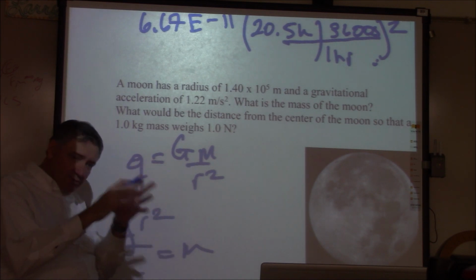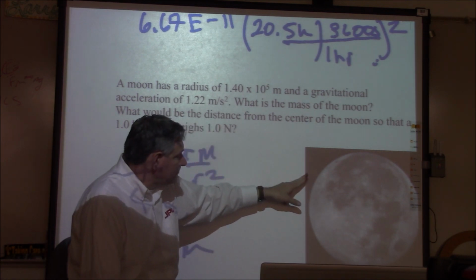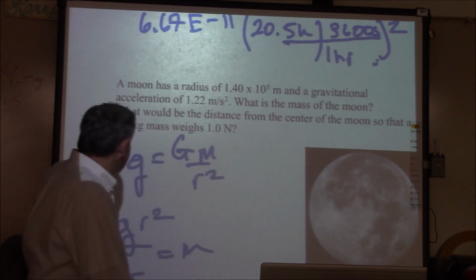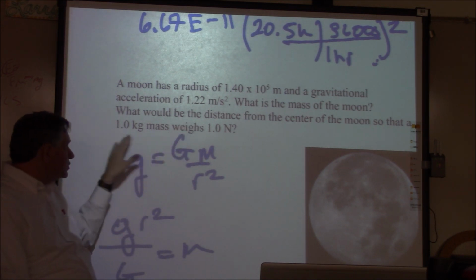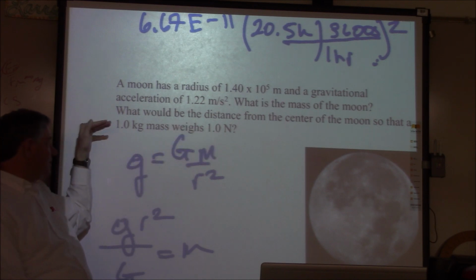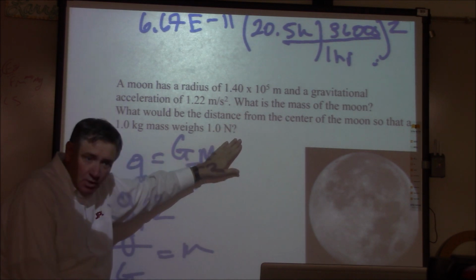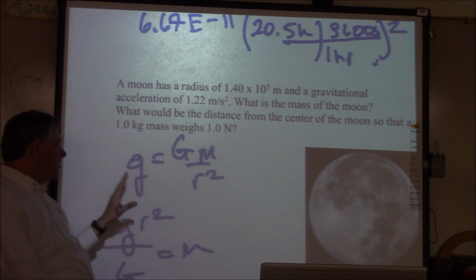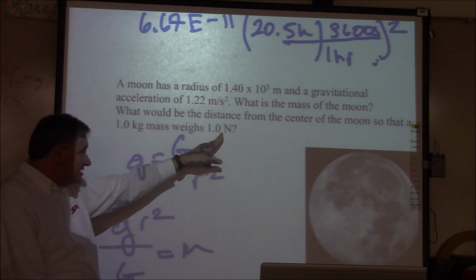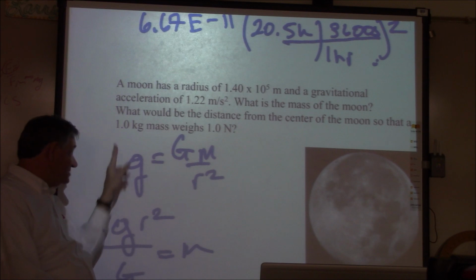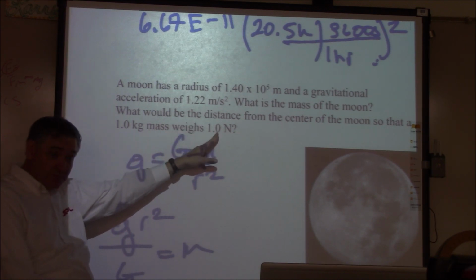So what it would weigh if you were on the surface of the moon. So I want to know how far I have to go so that I want my value of little g to drop to 1 meter per second squared, so that when I take 1 kilogram times 1 meter per second squared, I get 1 newton, okay? So I'm going to take this equation. I want little g to be 1 meter per second squared, so when I take 1 kilogram times 1 meter per second squared, I get 1 newton.